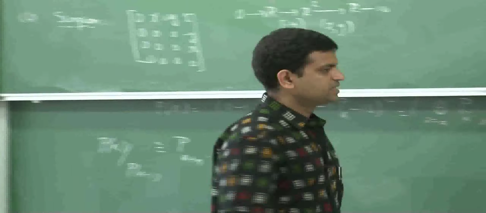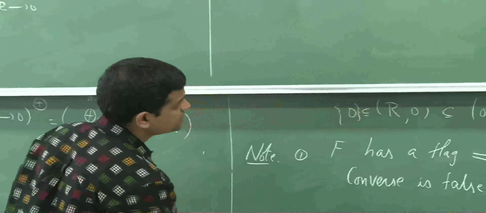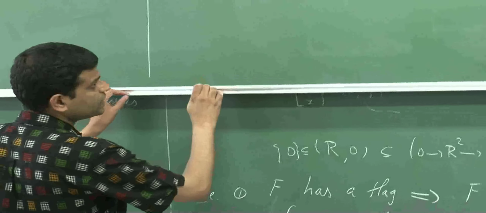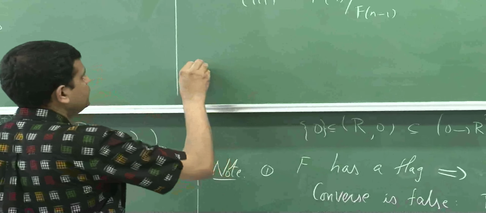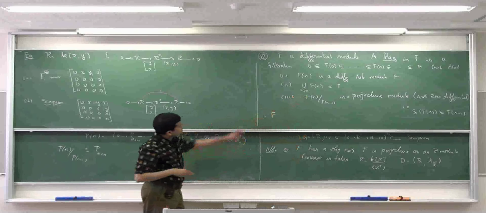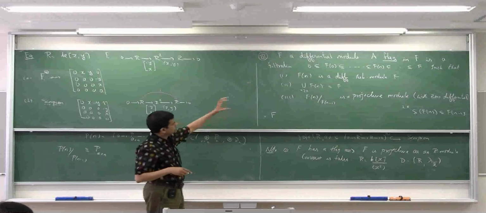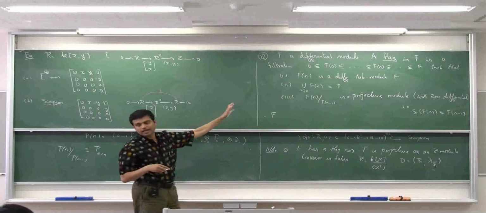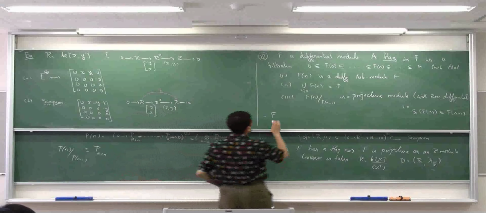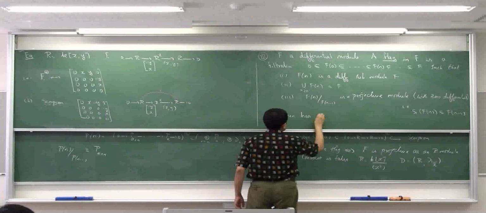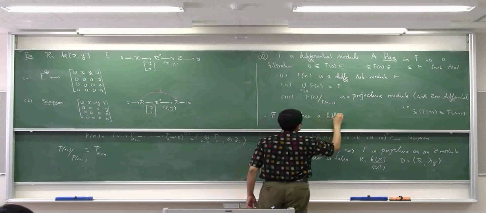Okay? And the second remark I want to make is that the reason this property is interesting, differential modules with flags, is that F is a cofibrant object in some model structure on the category of differential modules. So it has a lifting property. Has a lifting property for projective objects.